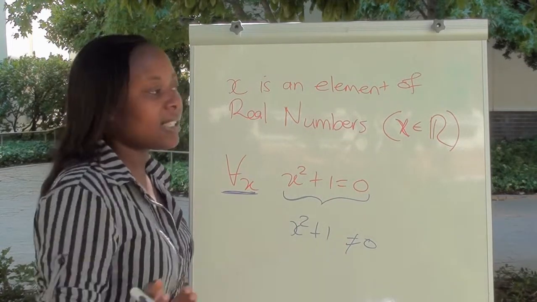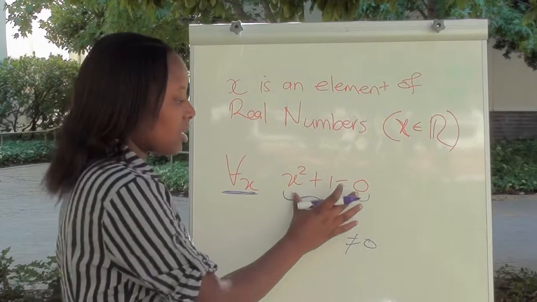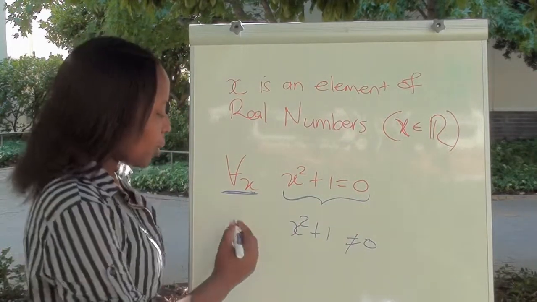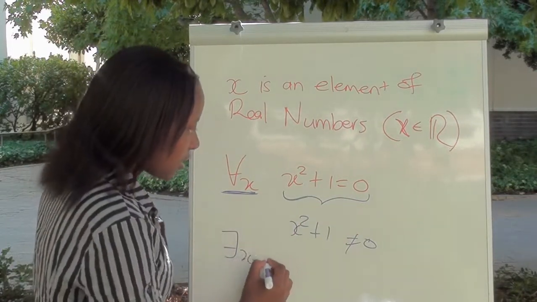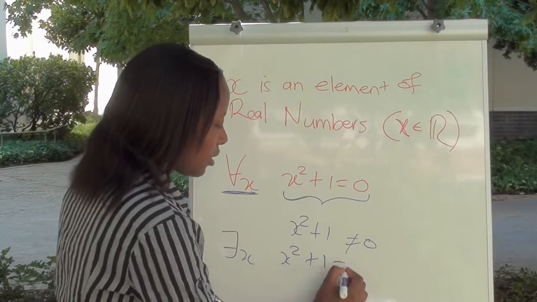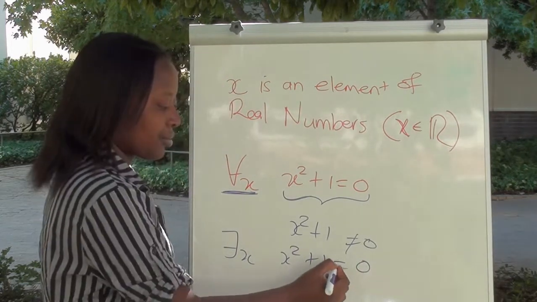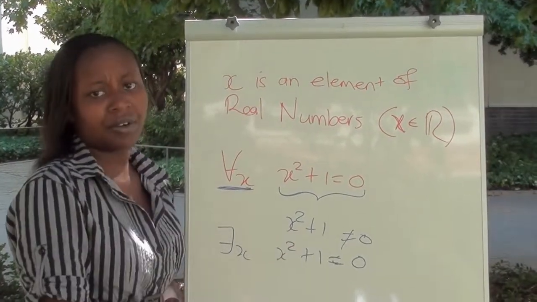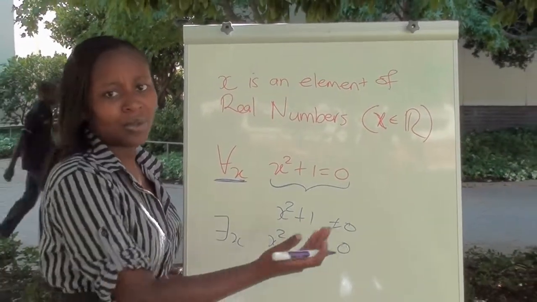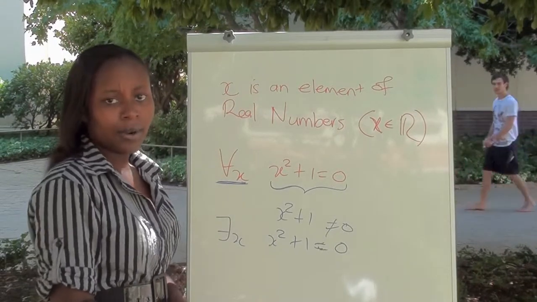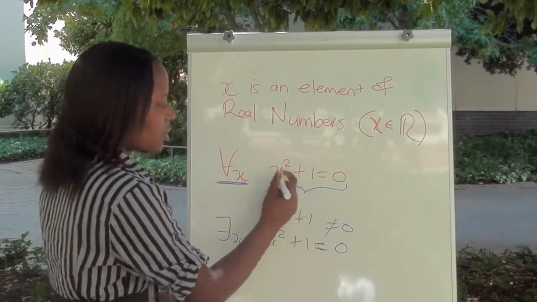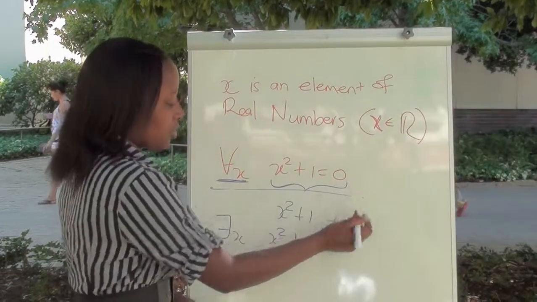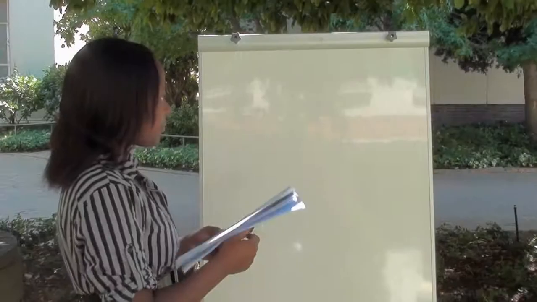Which means for any x that I can think of that is an element of reals, this statement will never be true. Suppose we had written there exists an x such that x squared plus 1 is equal to 0. This could also never happen, even if we choose x to be 0. 0 plus 1 will never equal 0. Right? Which means this statement is false in general. This is false. This also is false.